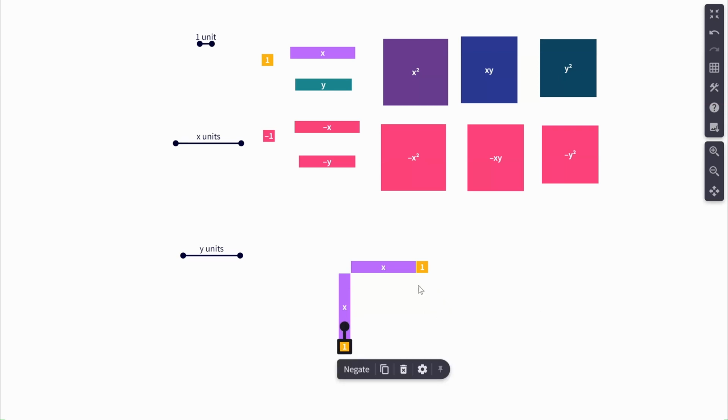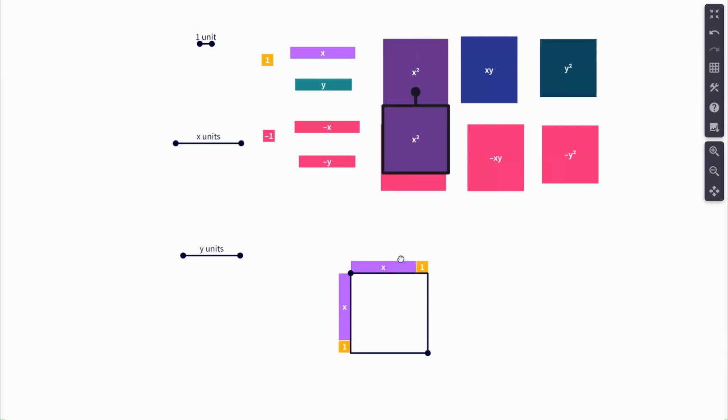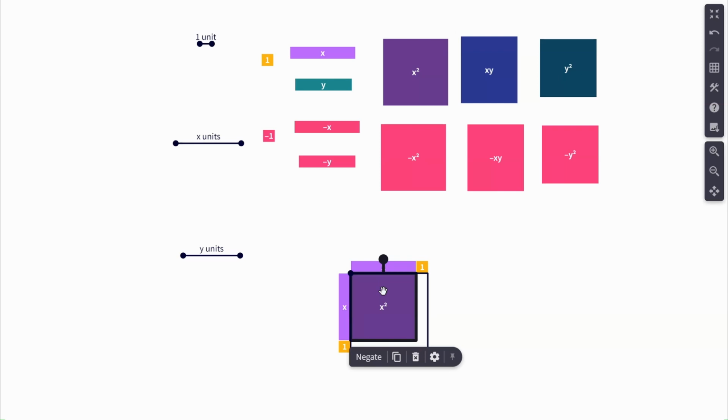In this case, it's a square, but I'm going to set them up as the sides of the rectangle. So in multiplication, what we need to do then is fill in the rest of this rectangle. Here's our rectangle we need to fill in. We need to fill it in with blocks. We have an x times an x, that's going to be an x squared.